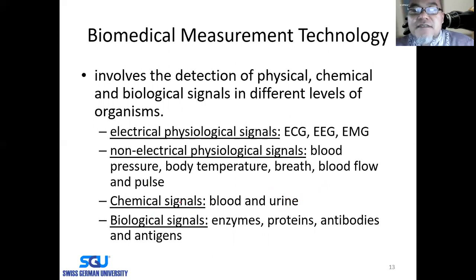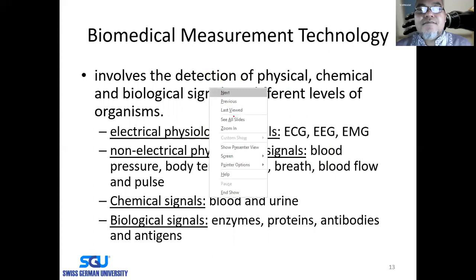Then biological signals relate to the biological materials, biological compounds contained within our body. For example, inside our blood, what enzymes are there? What proteins are there? Do we have the antibody for SARS-CoV-2 virus, for example? It is a biological signal. Is there SARS-CoV-2 virus in our saliva? It is an antigen signal, for example. These are biological signals which necessitate the use of a biosensor in order that we can detect them.